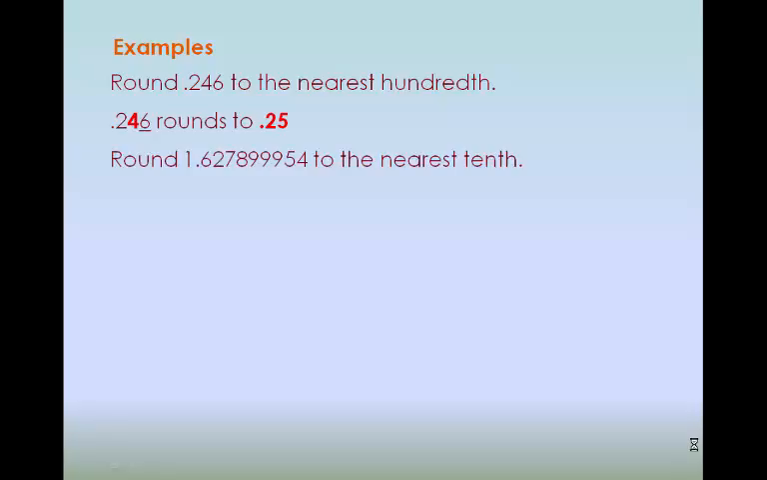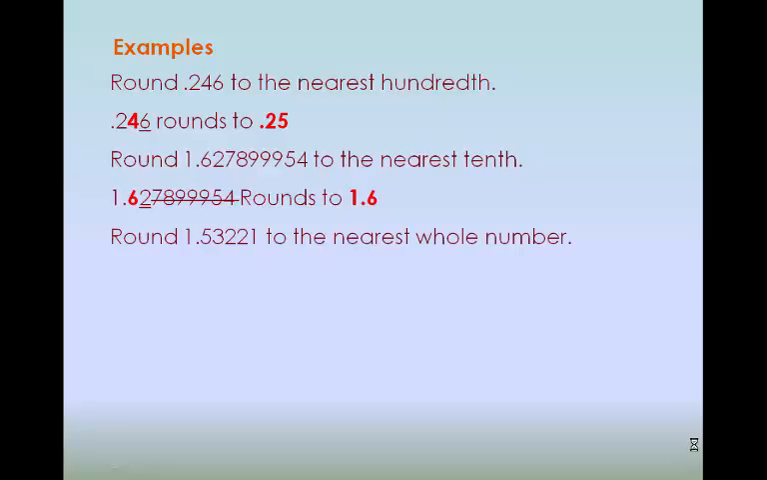Round 1.627899954 to the nearest tenth. So we locate the digit in the tenth place, which is 6. We look at the number immediately to the right, which is a 2. Now we got all those big numbers further on out there, but we don't care about them. All we want to focus on is the 2. The 2 is less than 5, so that means we're going to drop all of those numbers, even if it breaks your heart to do so. So this number correctly rounds to 1.6 or 1 6/10.